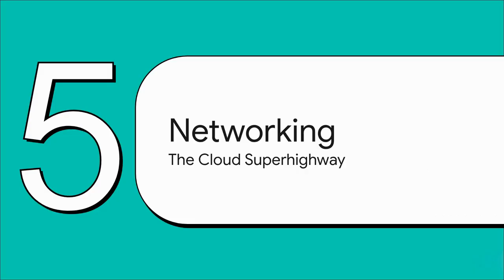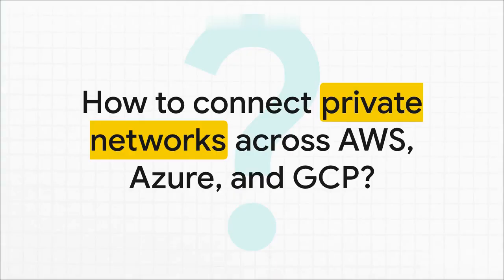And this brings us to our final pillar, networking. If the clouds are different cities, then networking is the superhighway that connects them all. It's the glue that makes our distributed application actually feel like one single system. The goal is to connect the private networks within each provider. AWS and GCP call them VPCs, Azure calls them VNets, so they can all talk to each other like they're on the same local network. This connection has to be fast, it has to be reliable, and it absolutely has to be secure.